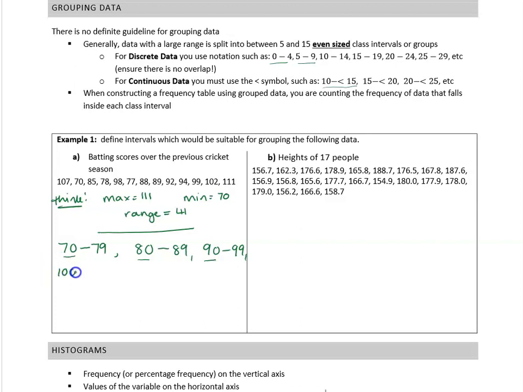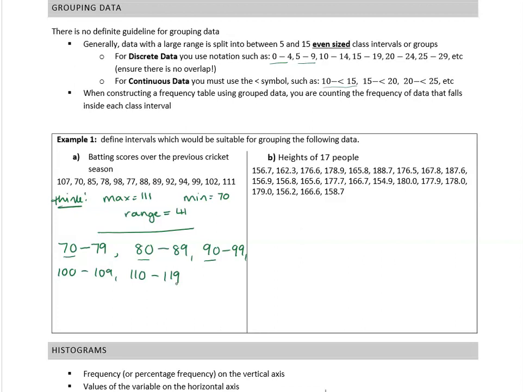So I still need to go 100 to 109, 110 to 119. I had to go all the way up to 119, even though my maximum was 111, because I want all of those intervals to be exactly the same size. Whatever size I've decided, I continue that the whole time. I don't chop and change to suit the data. I decide on something and I stick with it.